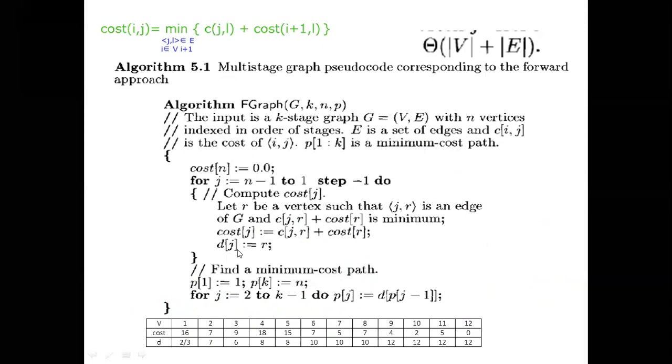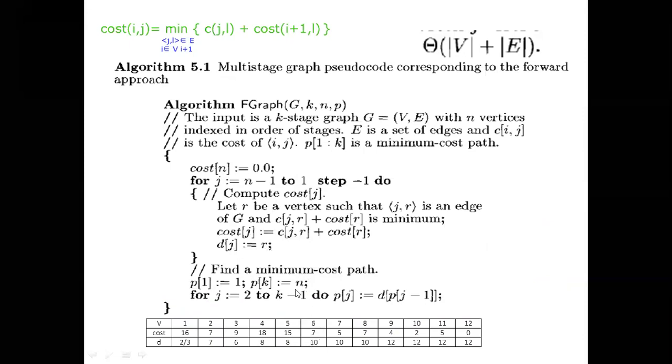D of J. What is the J value? This same J, if we are taking as 6, D of 6 should be 10. Which vertex is it going to penetrate? This is the edge. Here R is penetrating. That is by R. I hope it's clear. For the 6 we can update.